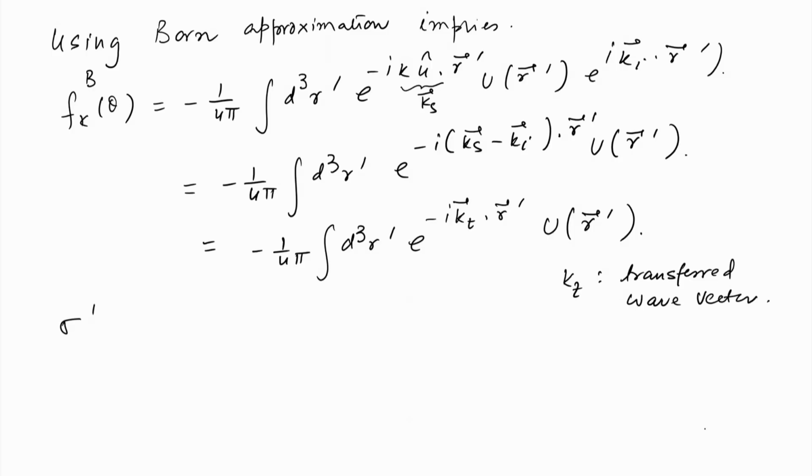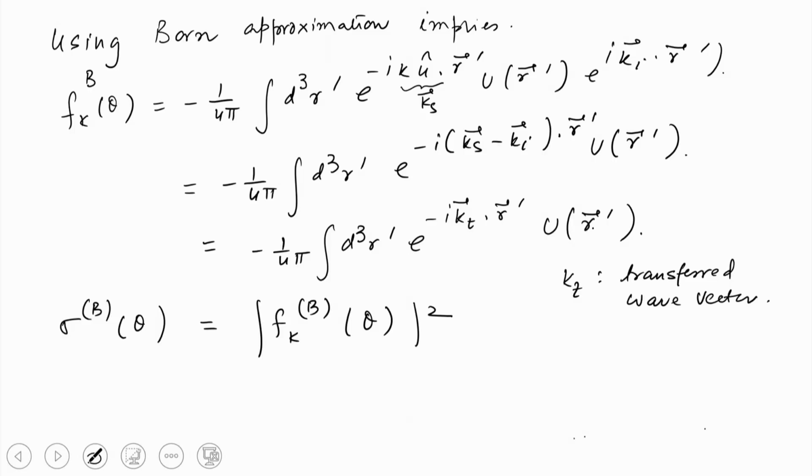So, sigma, the scattering cross section, is, as we have told, the mod square of f_B(theta). So, what comes out is that the scattering amplitude is simply the Fourier transform of the potential. So, once we know the potential, we can do the Fourier transform, that should give us immediately the scattering amplitude, and from the scattering amplitude one can easily calculate the scattering cross section or the differential scattering cross section.